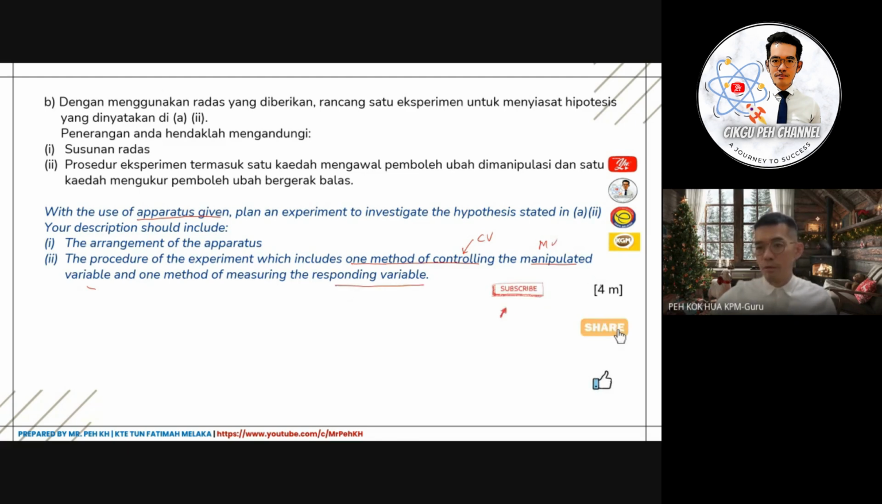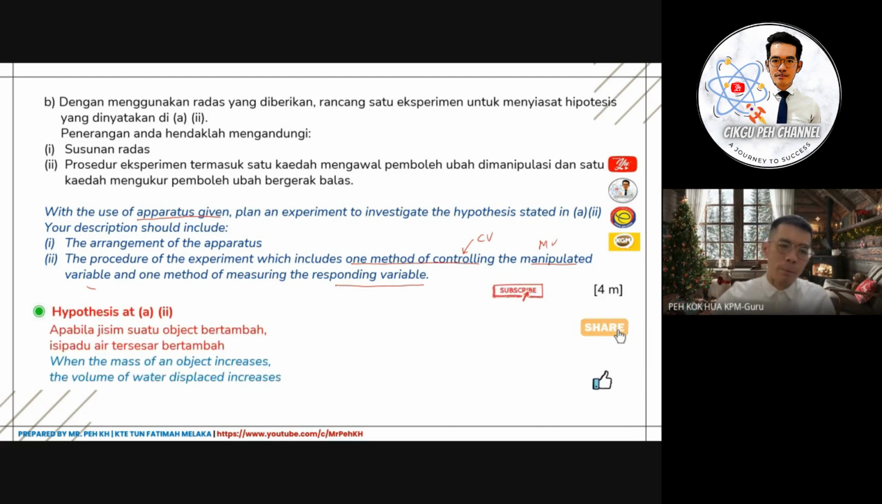So in total you will get 4 marks. Here it is very clear that the first mark will be given for your arrangement of apparatus, so you have to draw the diagram. Then another 3 marks will be for your procedure. Okay, so here this will be the hypothesis that we explained just now. This is the answer we get from A2, as requested by the question here.